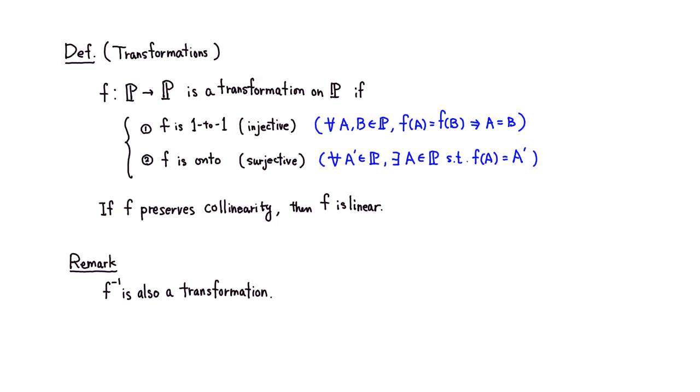Just one remark: if you have injective and surjective, so it's a bijection, 1 to 1 and onto, which means that we can find the inverse function, F inverse. As it turns out, F inverse is also 1 to 1 and onto, so therefore it is also a transformation. This is going to be a homework. One of the problems is asking you to show that F inverse is automatically a transformation.